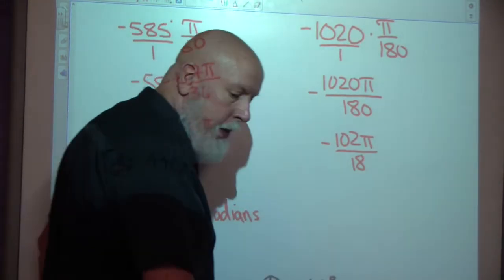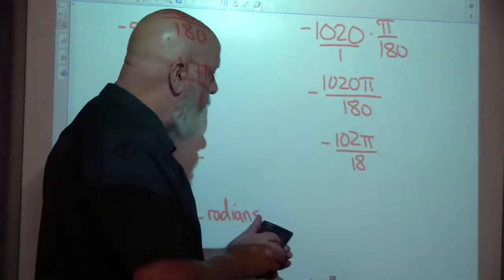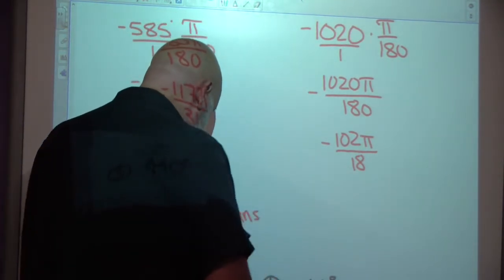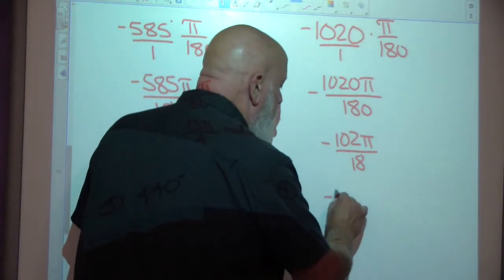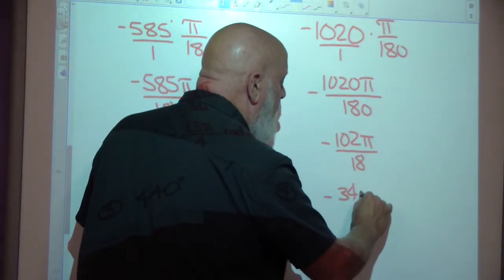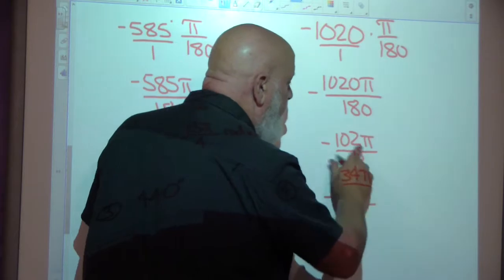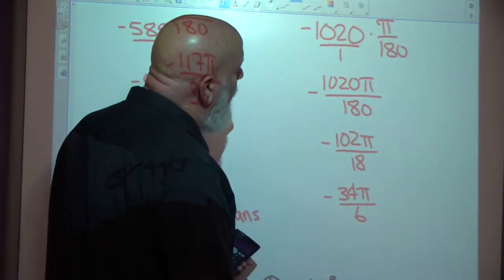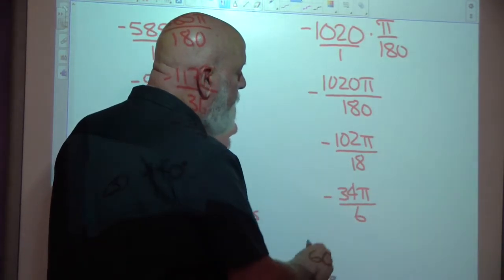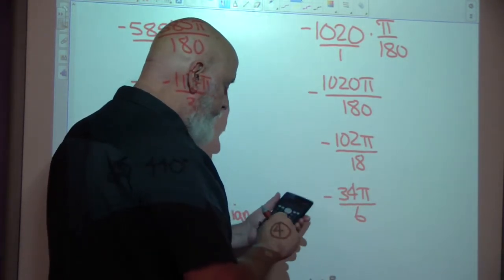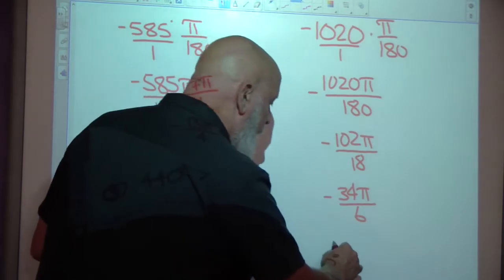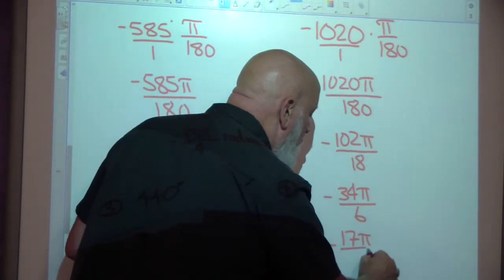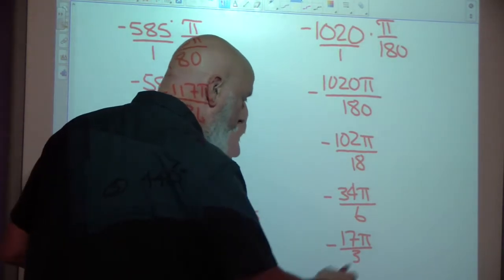So rather than make a mistake, I'm going to use my handy dandy pocket brain. 102 divided by 3 equals 34. This will stay negative. In the top I divided that by 3, and I'll divide that by 3. And these are both even, so I'm going to divide them by 2. And that will give me negative 17 pi over 3 radians.